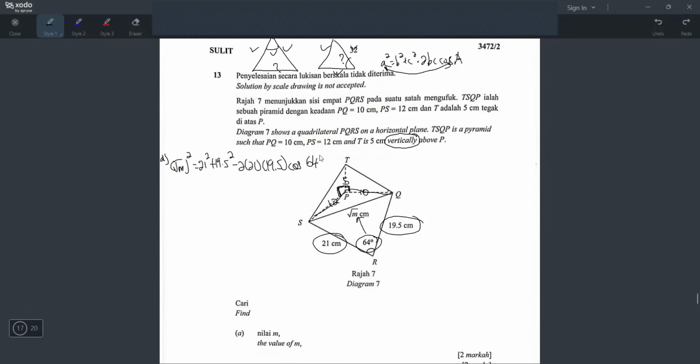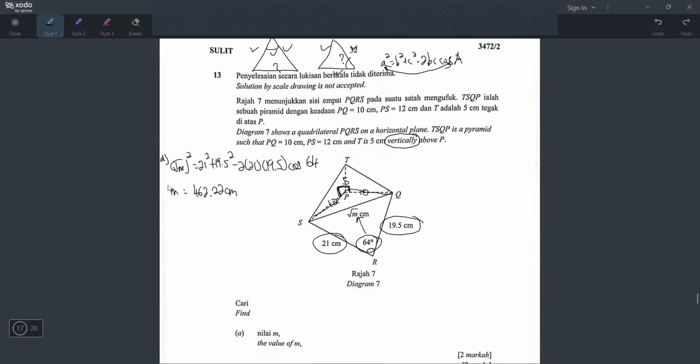Okay, what is 64? What is square root m square? You can cut left with m lah, right? And then now we press all of this inside the calculator. So let's press 21 square plus 19.5 square minus 2 bracket 21 and then bracket 19.5 close bracket cos 64. Okay, my calculator give me 462.22. Okay, 462.22. And this one is cm.